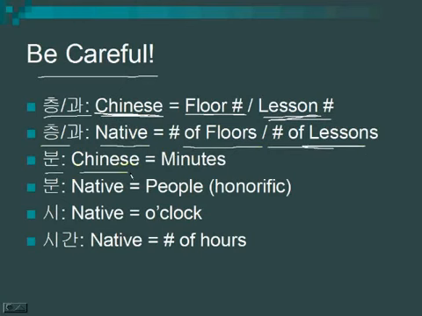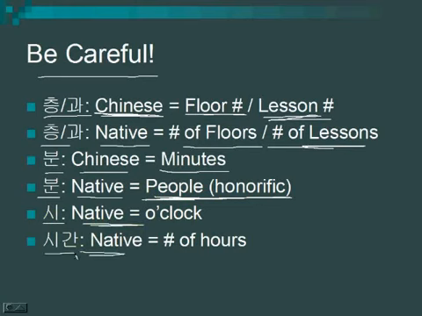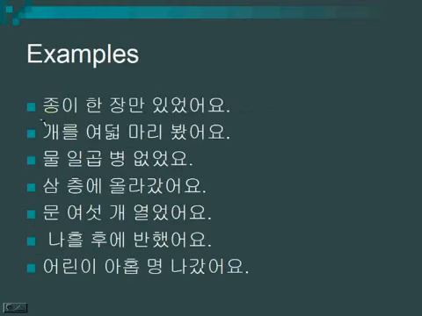Alright, 분 in Chinese numbers is minutes. 5분, 5 minutes. 분 with the native numbers are people and honorific. 5분, 5 people you don't know. 시 in native Korean, well, both of them are native that I'm going to compare. 시 is o'clock. 한 시, 1 o'clock. 시간 is number of hours. 1시간, 1 hour. 2시간, 2 hours. 2시 is 2 o'clock. Alright, so here's some examples.